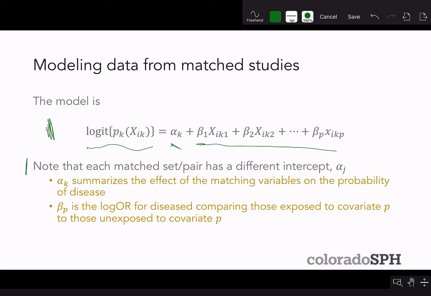And this summarizes the effect of the matching variables on the probability of disease, but the coefficients, the betas, do not depend on that index k. So those do not depend on the actual matching. So the betas, or the log odds ratios for disease, comparing those exposed to covariate B to those unexposed to covariate B, will be the same across all of the different strata or matched sets.